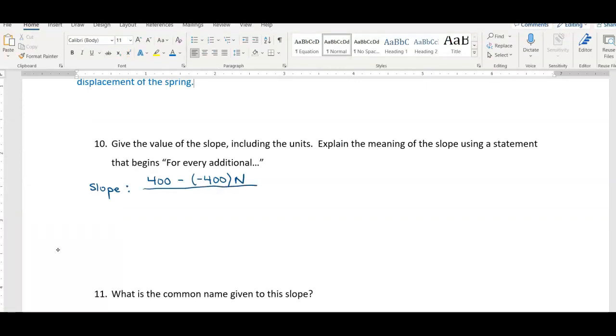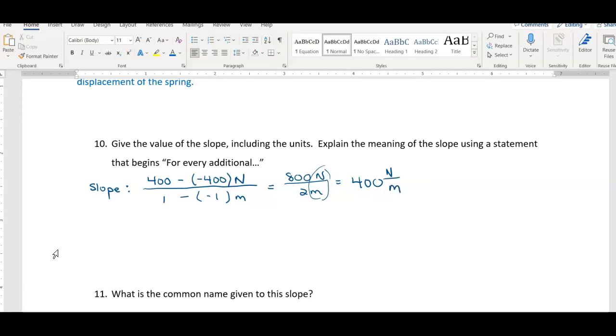And then, so that was my y2 minus y1. My x2 minus x1 is 1 minus negative 1, and that was in meters. And so I get 400 plus 400 is 800 newtons divided by 2 meters. And so my slope is 800 divided by 2, which is 400, and the units are newtons per meter.